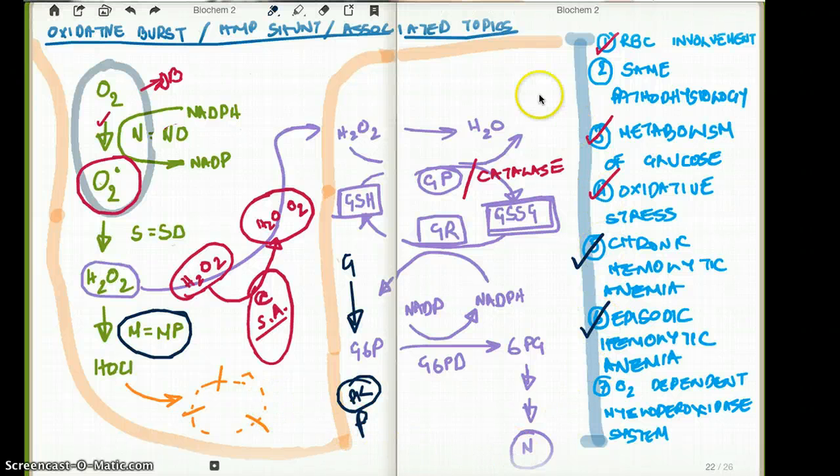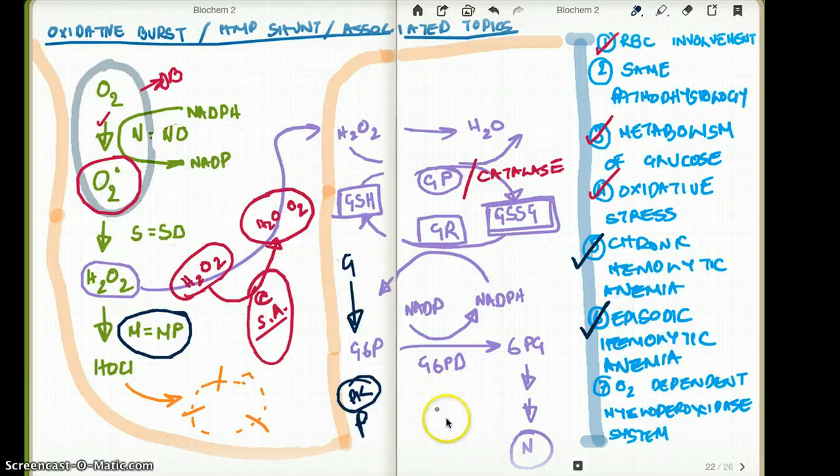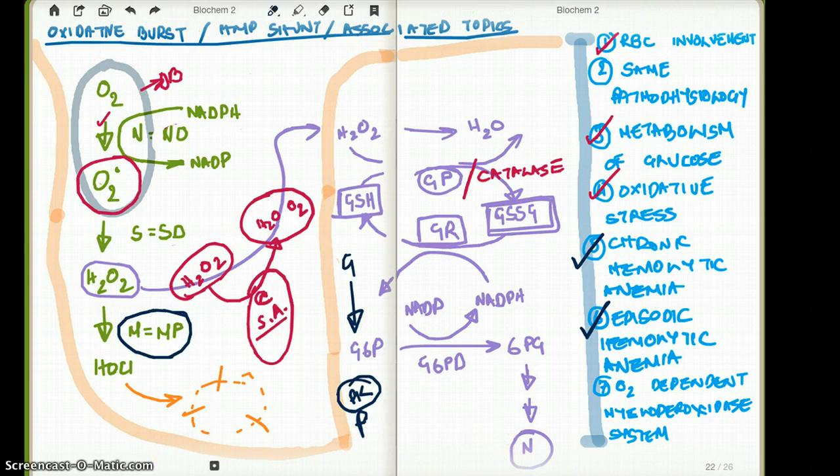But if you have problem with the HMP shunt, then the anemia is not going to be chronic. The anemia is going to be episodic. And the reason it's going to be episodic is because they're not going to constantly break. They're going to break when the oxidative stress is really high, and the RBC cannot keep up with the oxidative stress because it cannot neutralize it using the HMP shunt. So that's why the hemolytic anemia with HMP shunt problem is going to be episodic, whereas a glycolysis problem is going to be chronic hemolytic anemia.